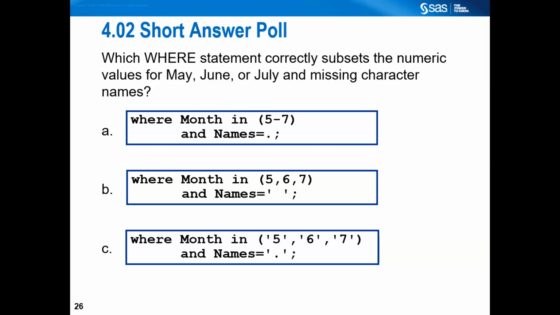Vaishnavi, Nagendra. May, June, July are your months, numeric, so it is going to be 5, 6, 7. Because those are numeric, you write the in operator with the list, no need of giving quotation marks, and name being a character variable, it is missing. So you write it like this. So the correct option is B. Understood now, Nagendra?